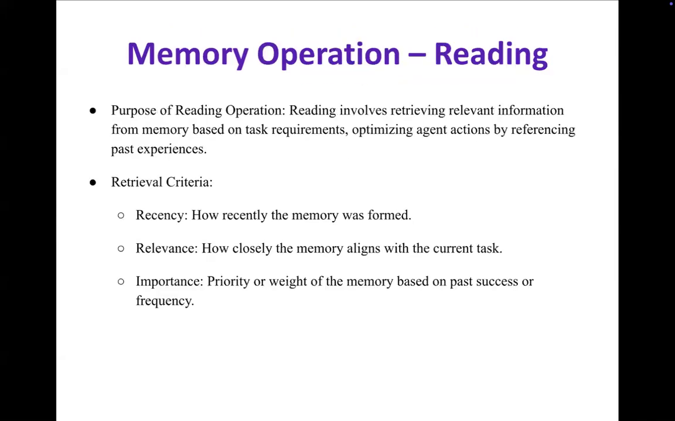A memory operation that a lot of agents have is reading, and this is essentially retrieving relevant information from memory based on task requirements. It optimizes agent actions by referencing past experiences. Some retrieval criteria to keep in mind are recency, relevance, and importance: how recent the memory was formed, how closely the memory aligns with the current task, as well as how important the memory is.